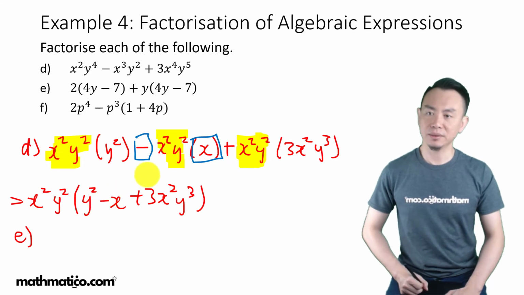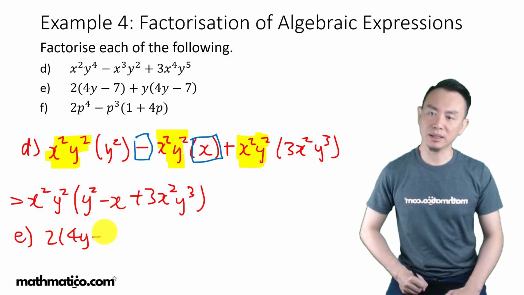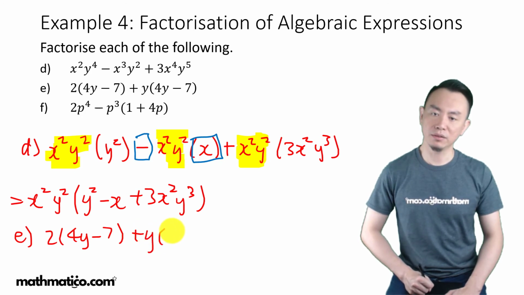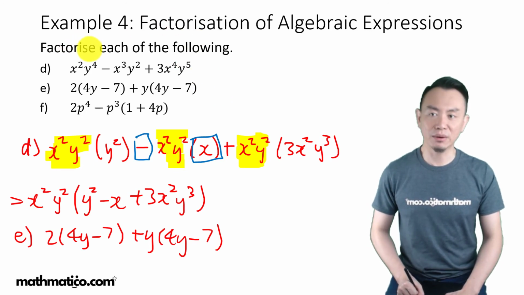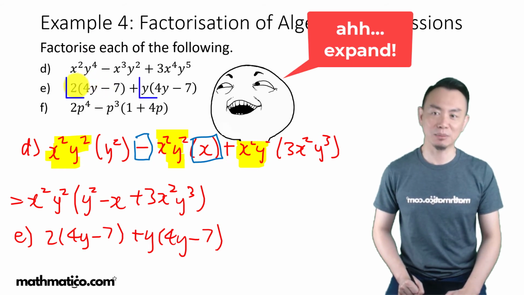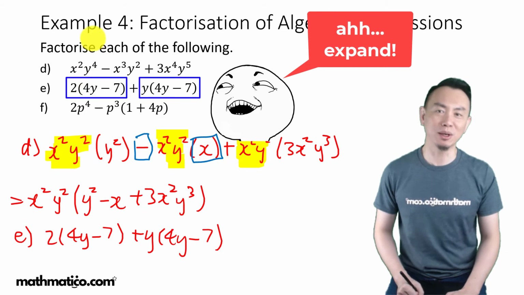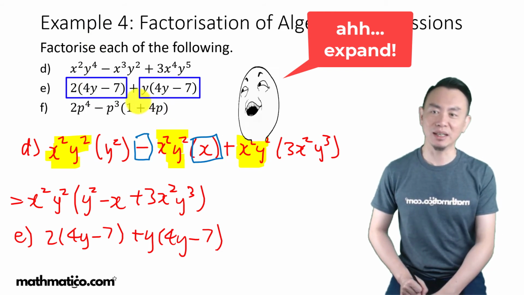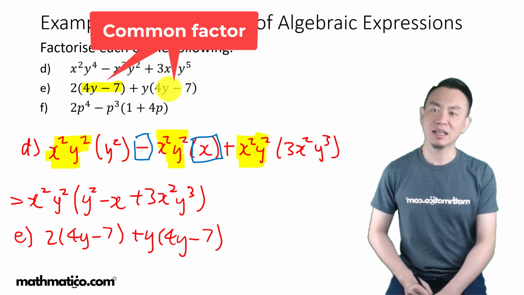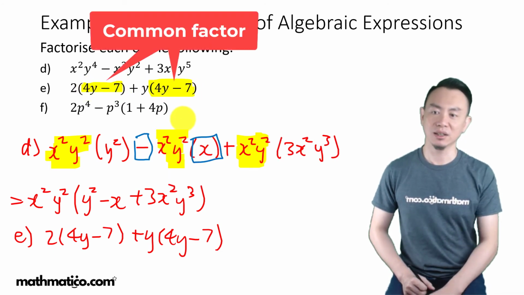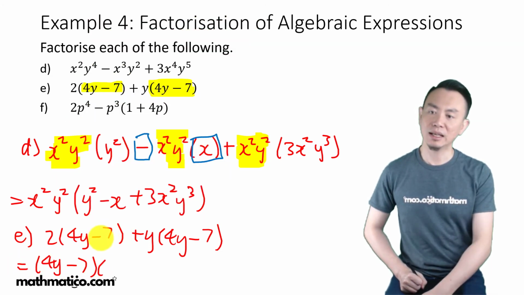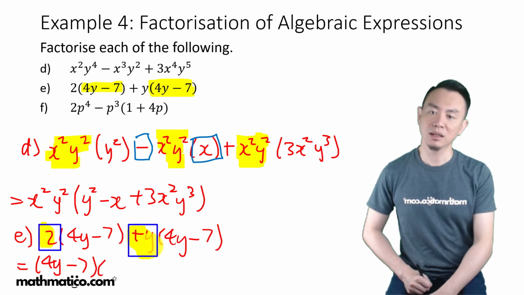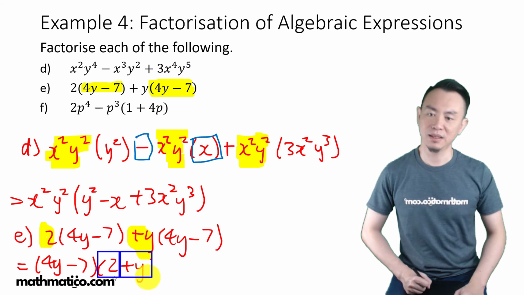Yeah. Part E, 2 bracket 4y minus 7 plus y bracket 4y minus 7. Now remember that this question is a factorization question. Okay, so look carefully at what you have, because most students, when they come here, they're going to expand this. They're going to multiply in the 2, because 2 bracket, that means you multiply, right? But no, wait a minute, you're supposed to factorize. And you see that this 4y minus 7 is in fact a common factor. Okay, so we're just straight away going to factorize this 4y minus 7 out. And you leave behind what's in the bracket? 2 plus y. And that's it.